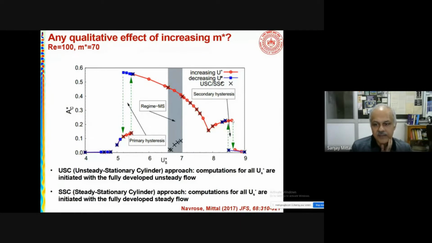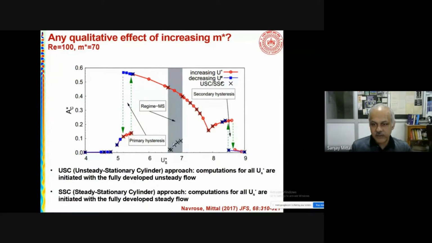But in between, it turns out you could get multiple solutions. So if you have M star 70, then in between this lock-in branch, you could get a regime where you could have either a high amplitude vibration or a low amplitude vibration. And it really depends on how the system is put into motion. So initial condition becomes very important.